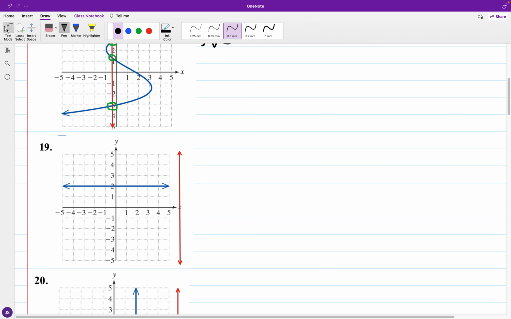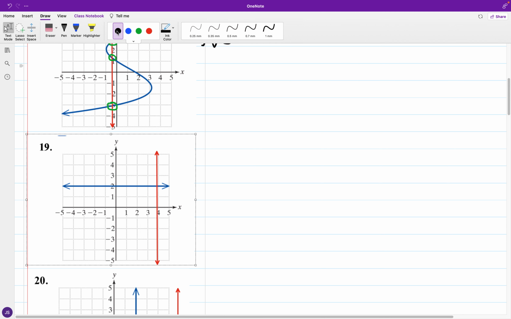Now, in terms of whether a horizontal line can be a function, if I were to move from end to end, you have intersection at most 1 point. So a horizontal line is a function.